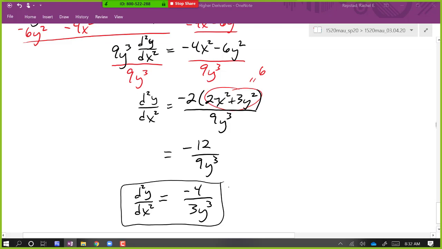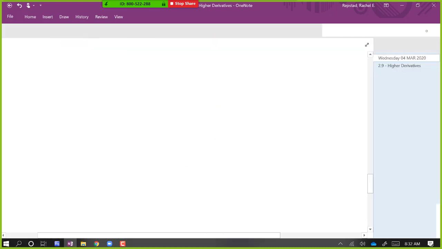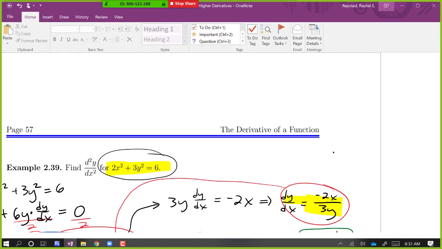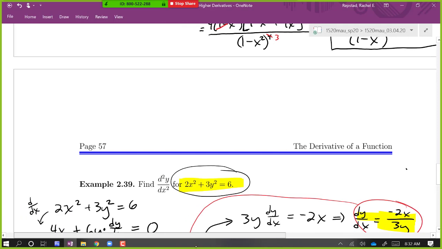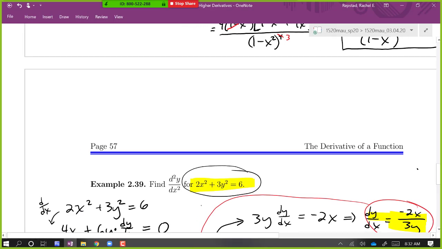But if you were to look at this curve, the equation of this curve, OneNote is being a little weird. The equation of this curve is 2x squared plus 3y squared equals 6. What kind of curve is that? That's an ellipse, right? Both x and y are squared, but they have different coefficients. And we can tell it's centered at the origin because there's no x term or y term. So if we were to plot this, it looks something like this.